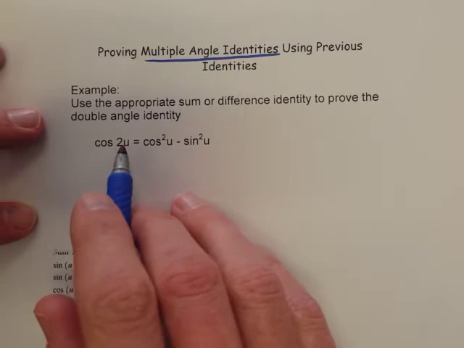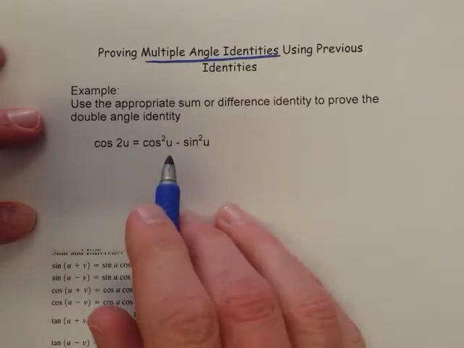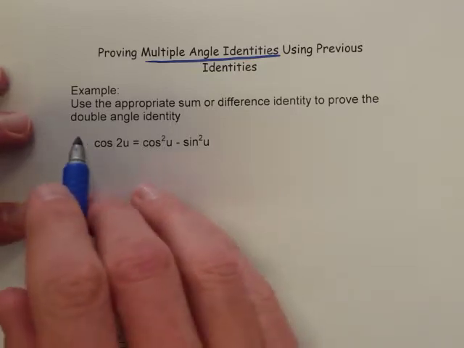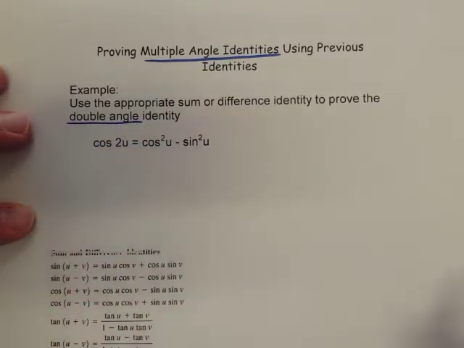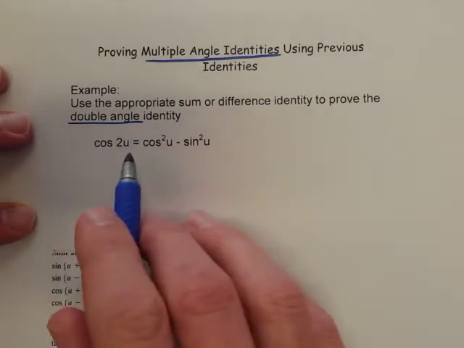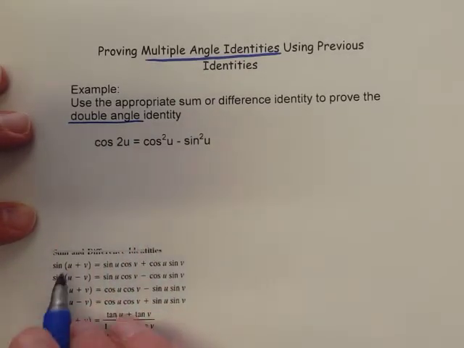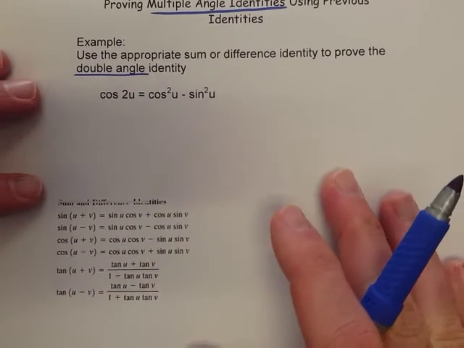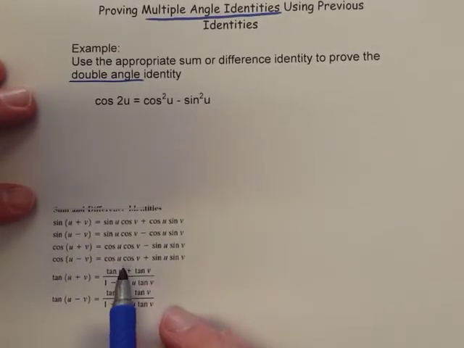We're going to try to prove that this is a true identity without actually using one of the double angle identities. So this comes from the double angle identities, but we're not going to be able to use that identity to prove itself. What we're going to do is actually go for the sum and difference formulas down here.